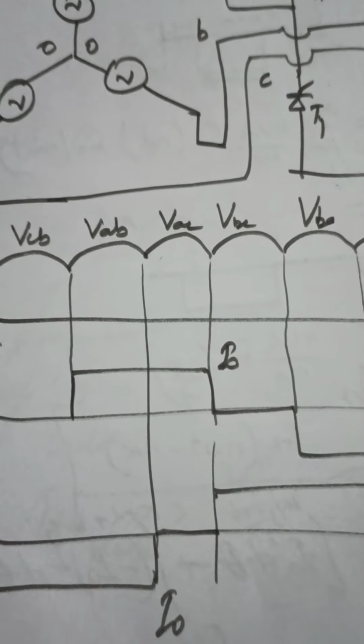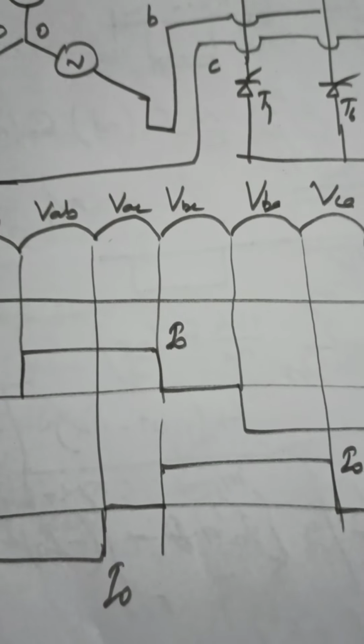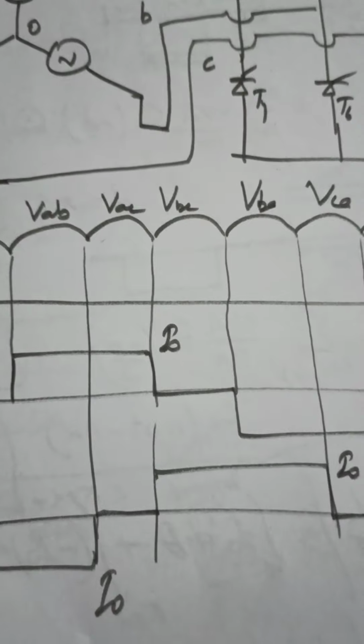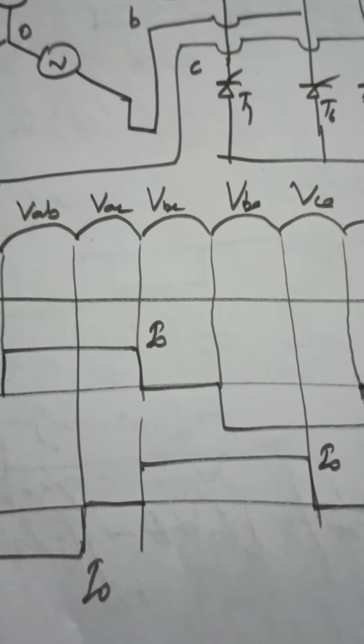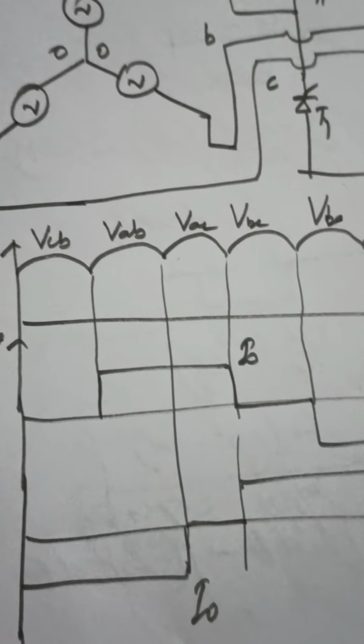First of all, V_CB will conduct. After that, V_AB will conduct. Then we will get V_AC. Then again V_BC, V_BA and V_CA, and so on. This was the order of voltage, because understanding the order of voltage is very important.